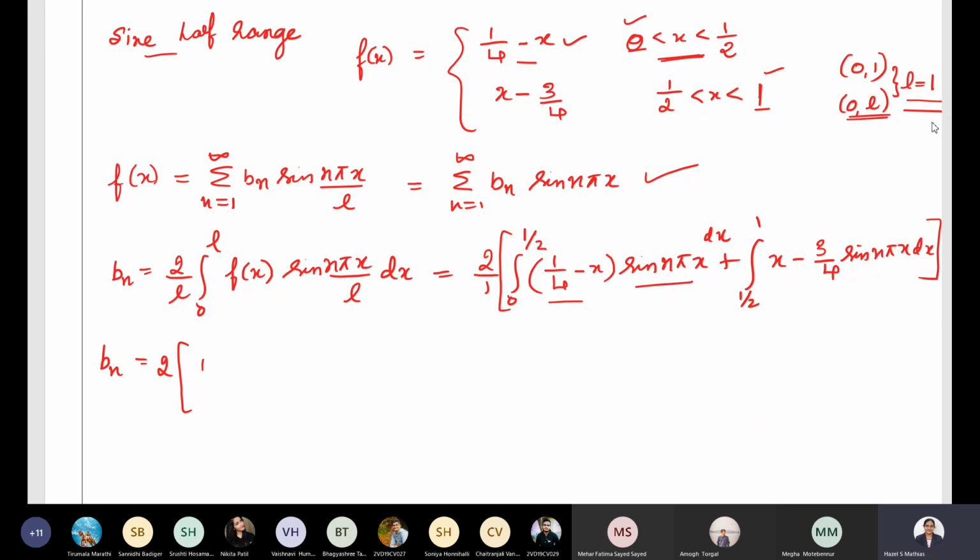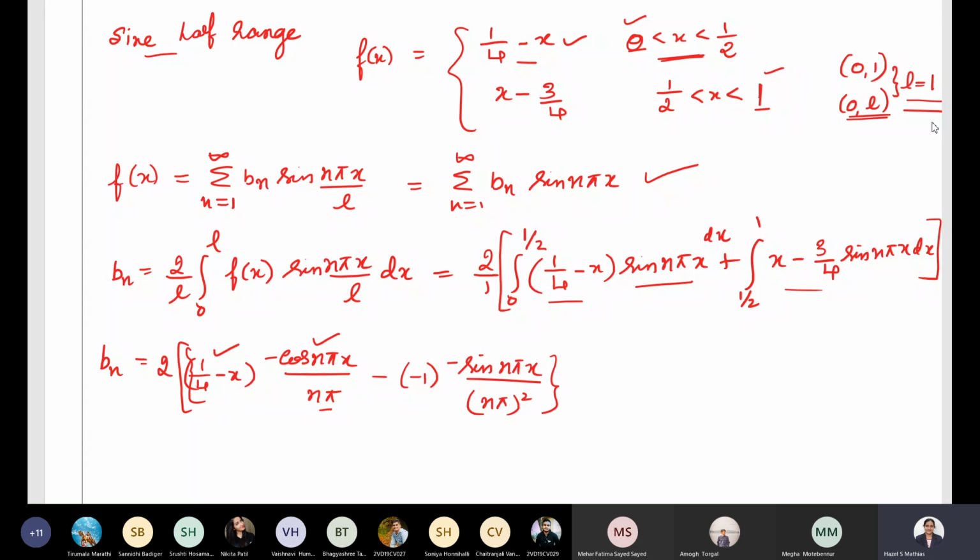So first term, 1 by 4 minus x into integration of sin n pi x. Integration of sine is cos n pi x divided by n pi. Minus differentiation of this; differentiation of that is minus 1. Integrate this once again: integration of that is minus sin n pi x divided by n pi, and this n pi is already there, so it will become n pi square. So this is with respect to the first one. Now the limits vary from 0 to half.